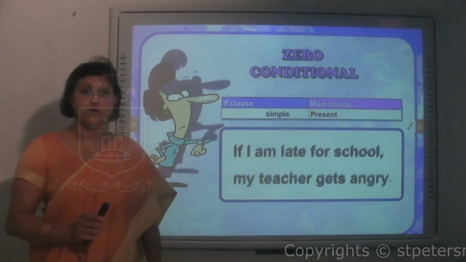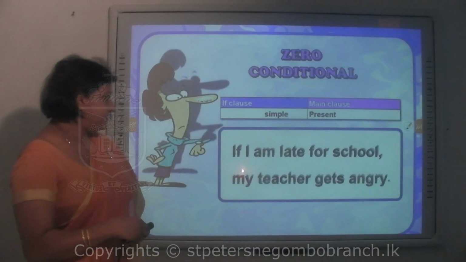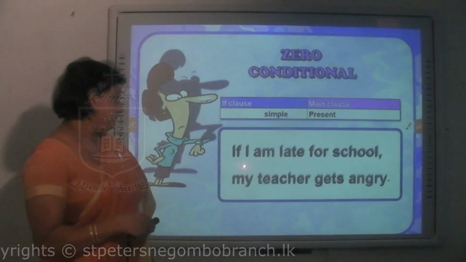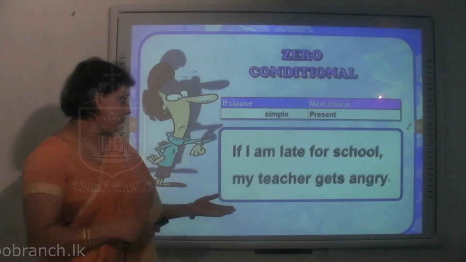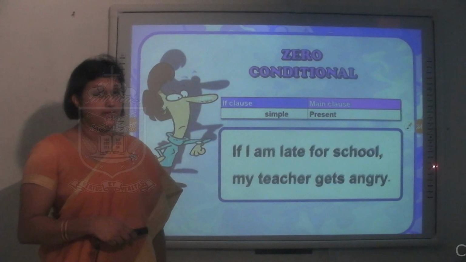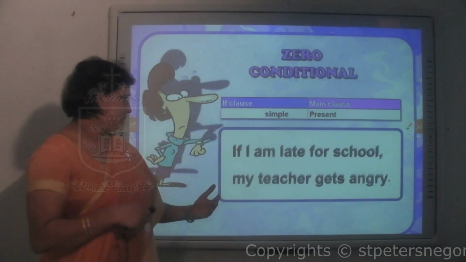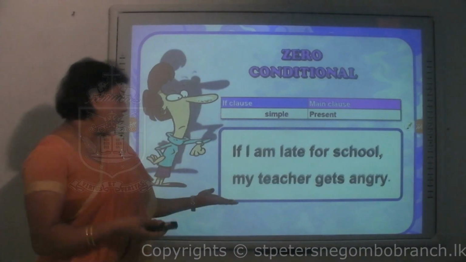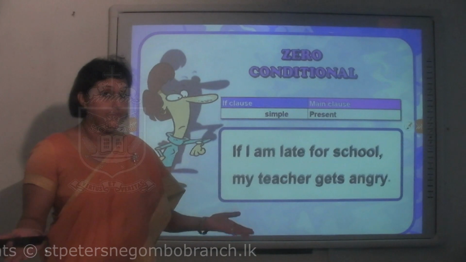Now first we are moving on to zero conditional. First I'll brief you with the example. If I'm late for school, my teacher gets angry. That is something that is a normal saying. If I'm late for school, the normal thing that happens is definitely the teacher will get angry. Right? That is a normal happening.